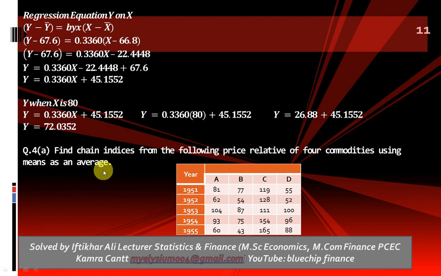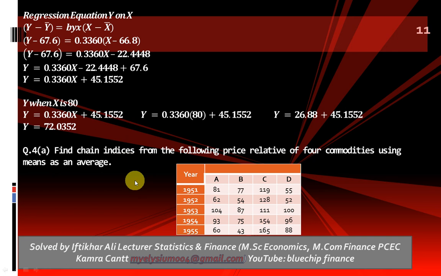Question number 4, part A: find chain indices from the following price relatives of 4 commodities using mean as an average. A lot of times this type of question is asked in previous papers, but in those papers the average was used as geometric mean, but in this case we will use mean. So the first step is to calculate the link relatives in case of chain indices.